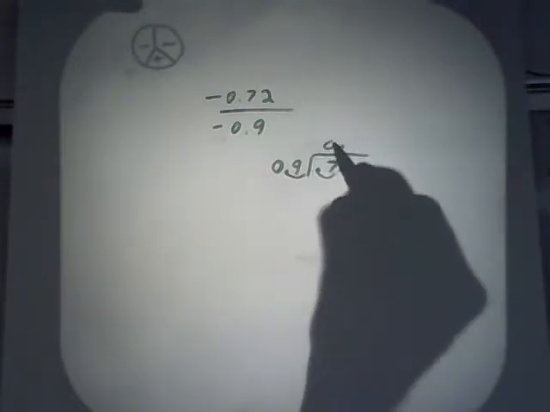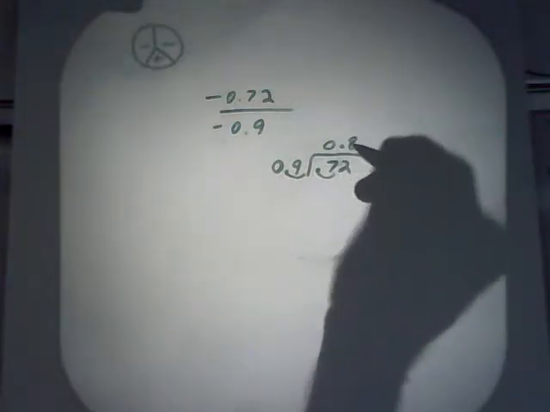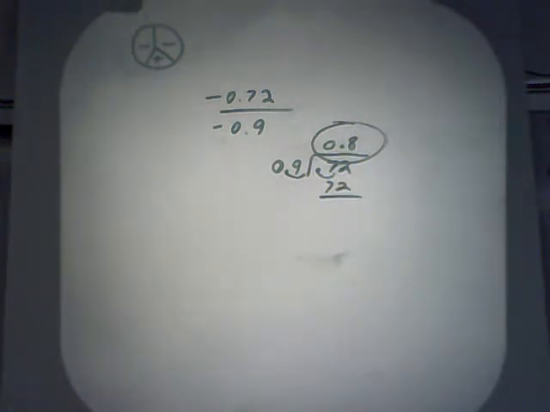9 going to 7? No. 9 going to 72? How many times? 8. 9 times 8 is 72. Holy crap, that was easy. 0.8. So I'm going to give you some of those. Can we handle those?